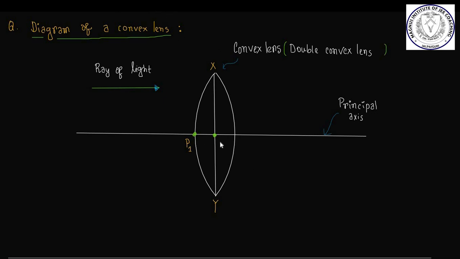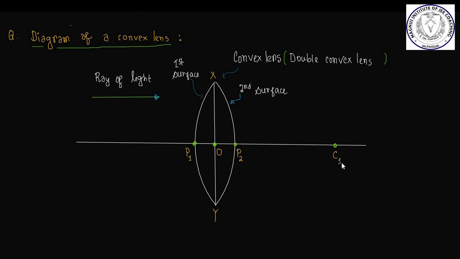P1 is the pole of the first surface XP1Y, O is the optical center, and P2 is the pole of the second refracting surface XP2Y of the convex lens. XP1Y is the first refracting surface, and similarly XP2Y will be the second refracting surface.